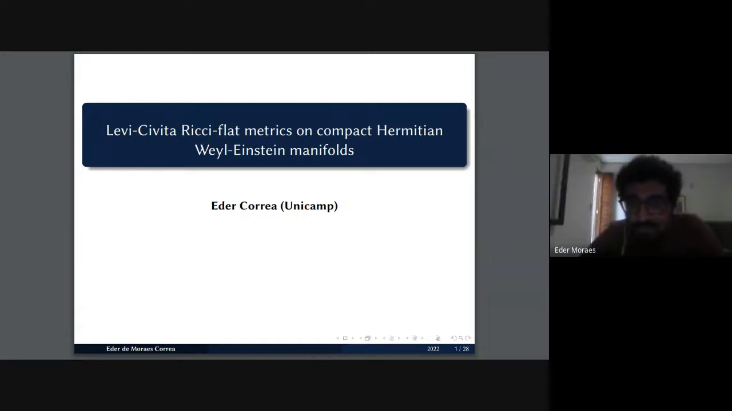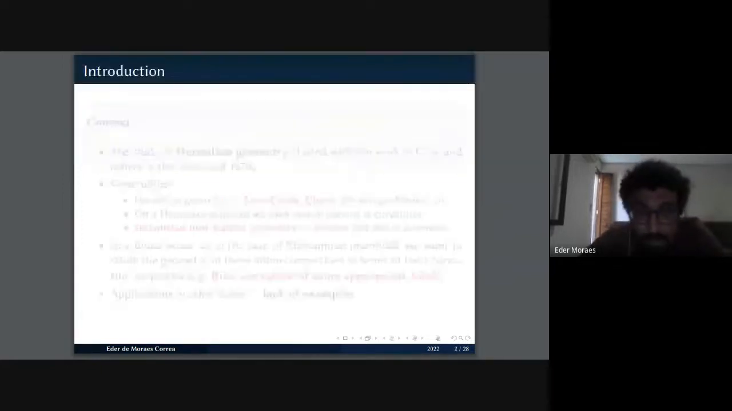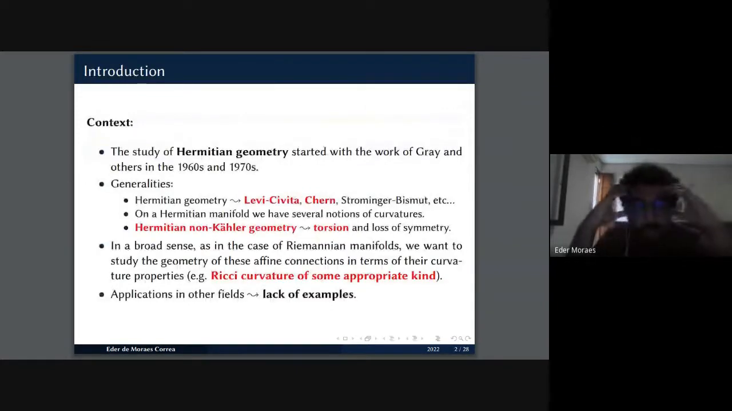Okay, thank you, Enrique. I would like to thank the organizers for inviting me. So let's start. Before we get through the technical details, let me try to give a context for the talk. This talk is going to be essentially about Hermitian geometry. It started with the work of Gray and others in the 60s and 70s. Here I have included some generalities which you usually need to deal with when we are studying Hermitian manifolds.